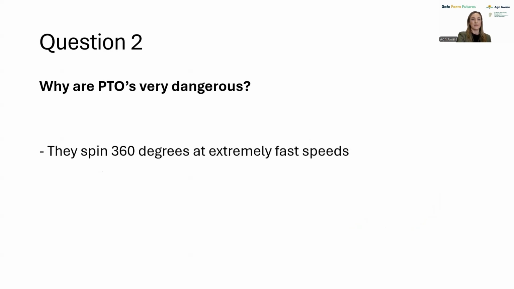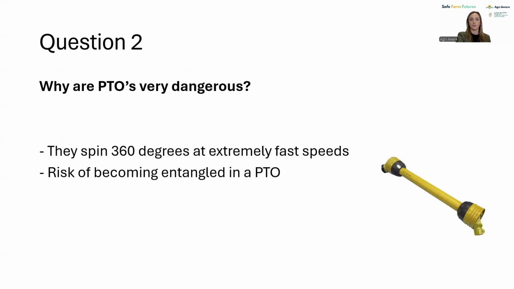Question 2, why are PTOs very dangerous? So PTOs are very dangerous because they spin at 360 degrees at extremely fast speeds, and there is a risk that you could become entangled in a PTO if it is on and you're standing beside it. So we can just see our picture of a PTO there.